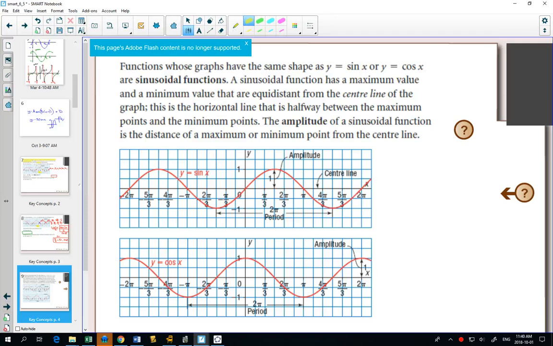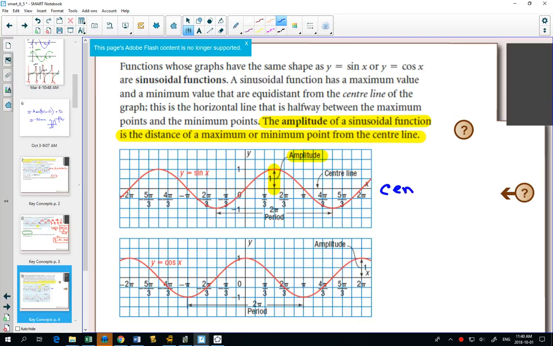A few more important things to highlight. The definition of amplitude of a sine graph or a cosine graph is the distance from either a maximum point or a minimum point. So in the textbook, they've shown the distance from a maximum point to the center line.